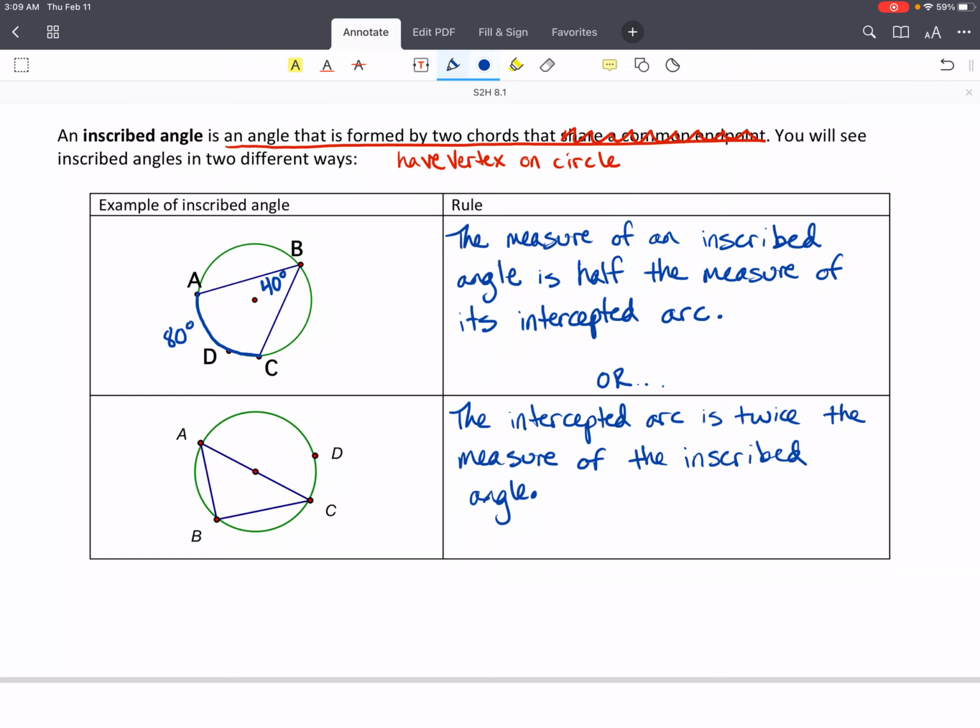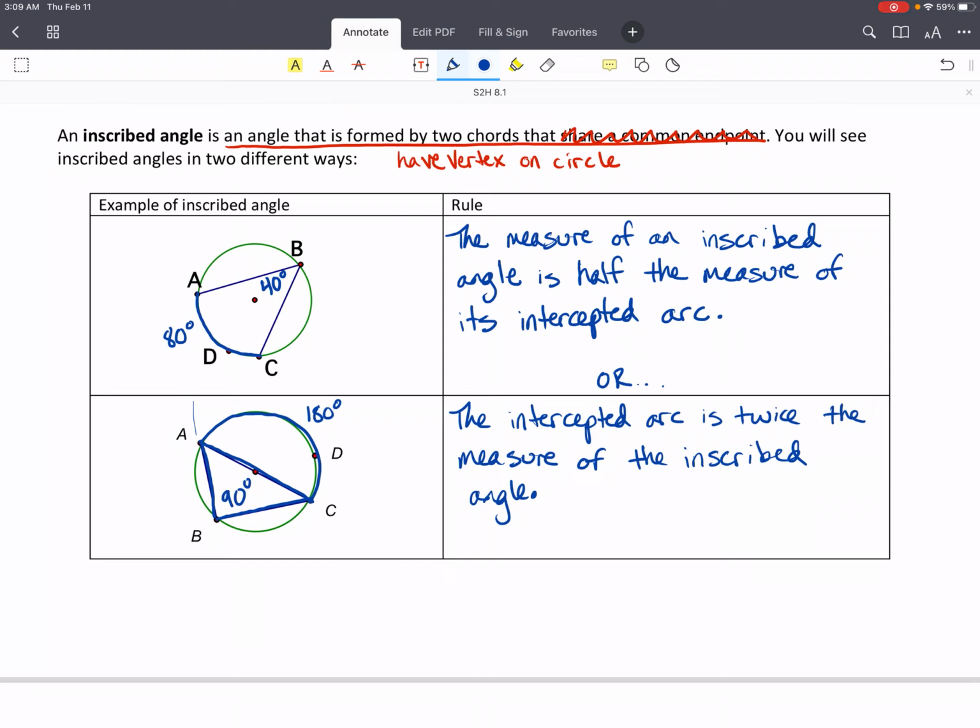Or, coming down to my next example, I see I have a diameter, which tells me that this full arc is 180 degrees, which then means that the inscribed angle is going to be 90 degrees.